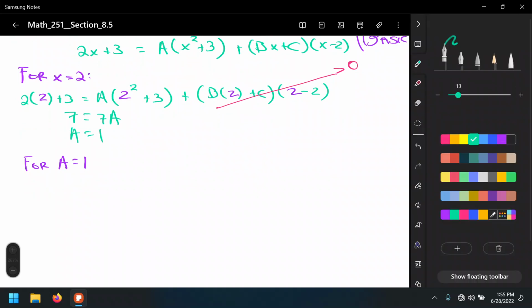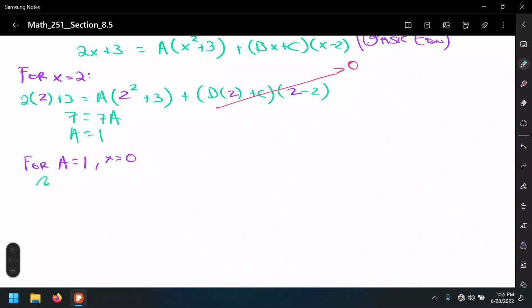So I also said x equals 0. So 2 times 0 plus 3 equals A times 0 squared plus 3 plus B times 0 plus C and times 0 minus 2.